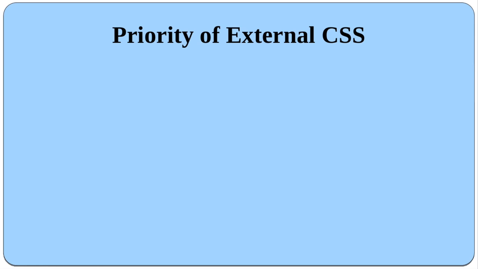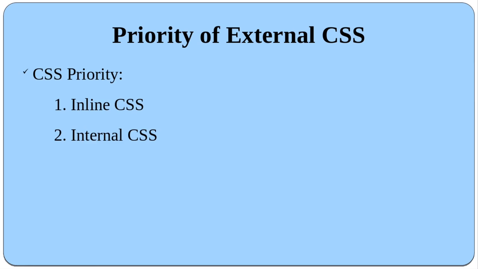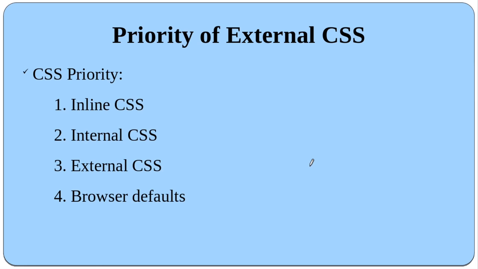Priority of external CSS. When there are various types of CSS implemented on a single HTML file, the priority of styles to be applied is: highest priority will be given to inline CSS, the second highest priority to internal CSS, after that external CSS, and finally browser defaults.